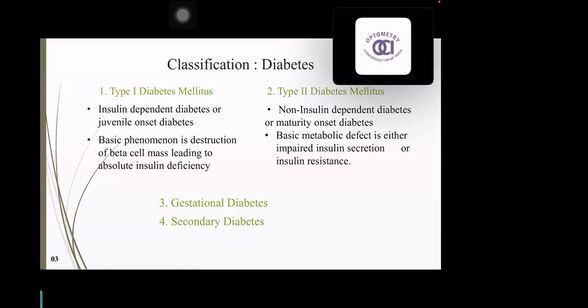We also have gestational diabetes, which appears during pregnancy and usually resolves after delivery, but increases the risk of developing type 2 later in life. And there is secondary diabetes, which can result from other medical conditions or drugs, for example, Cushing syndrome, pancreatitis, or prolonged use of steroids. These types help us appreciate that the duration, control, and mechanism of diabetes influence the severity of ocular complications.